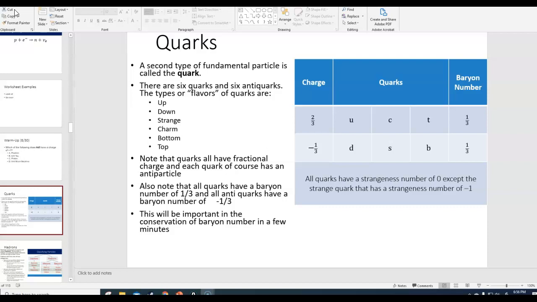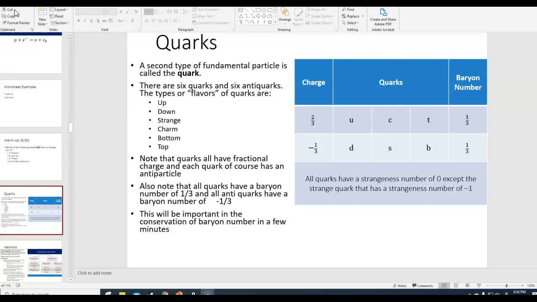Okay, so in the last video, we introduced the concept of the Standard Model, and we talked a little bit about the three basic fundamental particles: leptons, quarks, and gauge bosons. Primarily in the last video, we focused on leptons, the different types of leptons, and the idea of the conservation laws, conservation of charge, and conservation of lepton number.